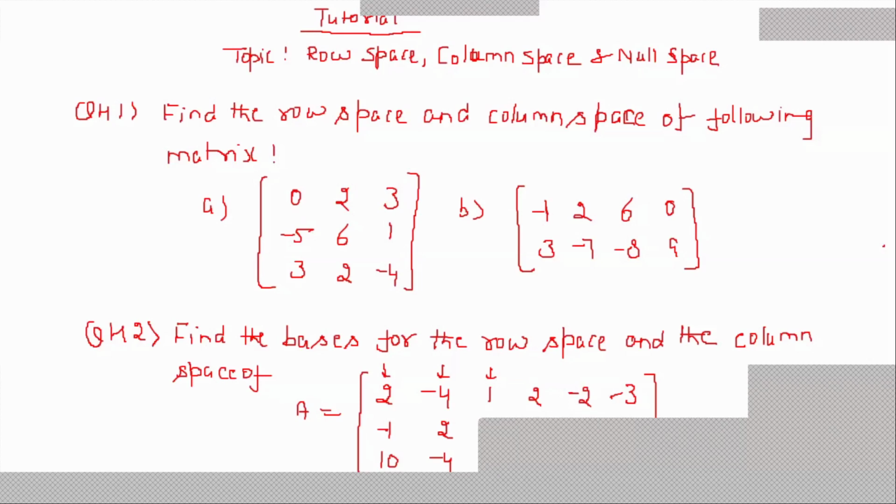Did you solve the first question? The first question is very easy. I hope you know how to solve this because you have to find out the row space. Now, what is the row space of the matrix? Span of the row vectors. So simply you have to write down the row vectors, and then the row space of this matrix A is equal to the span of these row vectors.